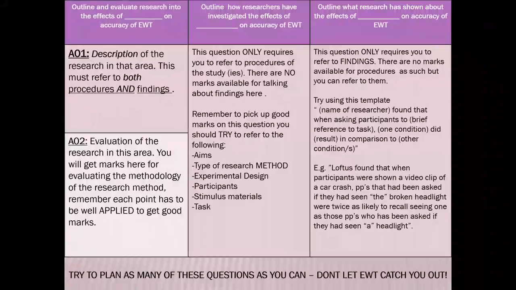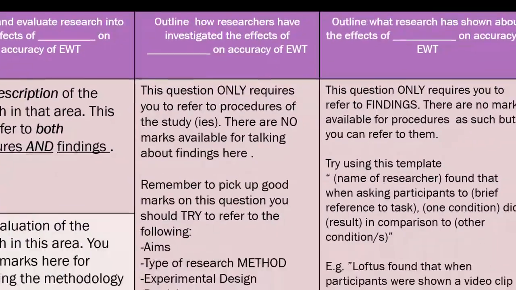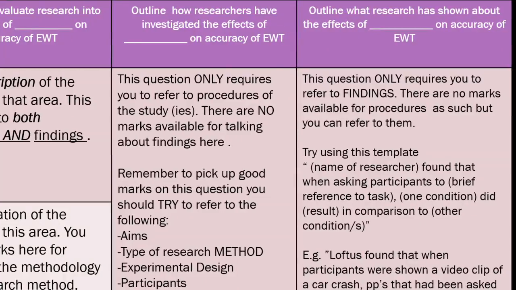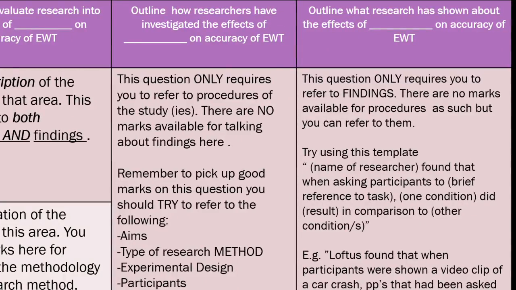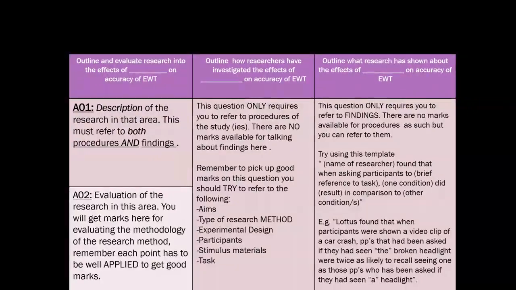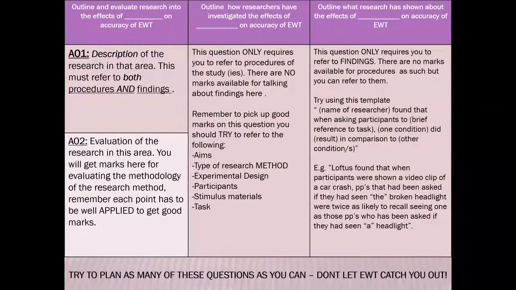So in there you're going to be getting credit for methodological evaluation of the research as long as you make sure your points are applied. The next question that you might get given is outline how researchers have investigated the effects of whichever factor on the accuracy of eyewitness testimony. Now, some of you will already be familiar with this idea that when it's asking you how, there is no credit for talking about findings here. So you should just be trying to include aims, research method, experimental design, who the participants were, what their stimulus materials were, and what the task in hand was.